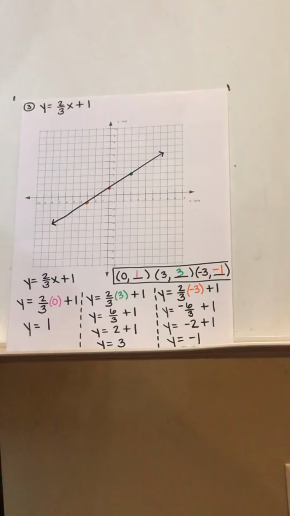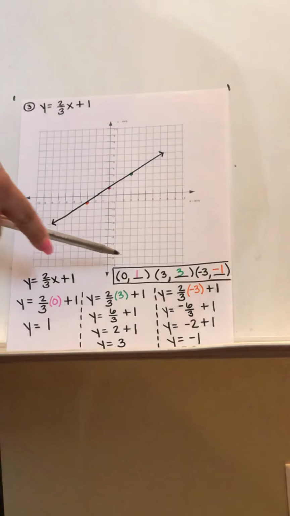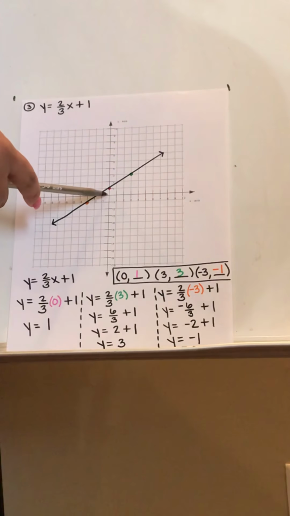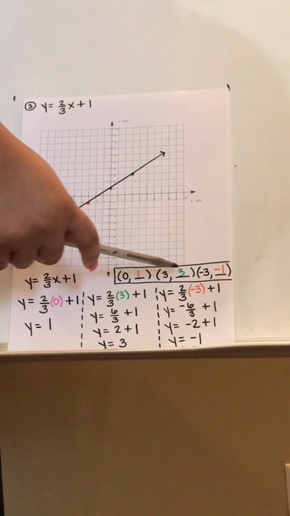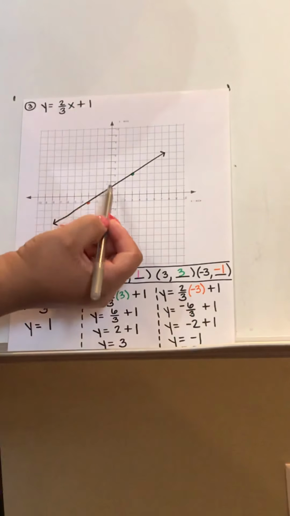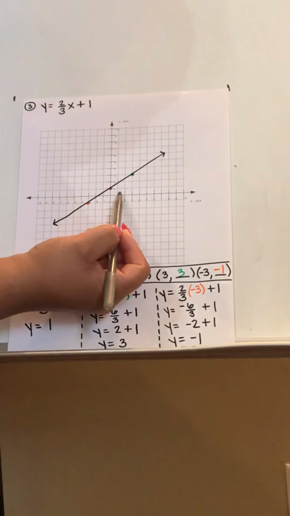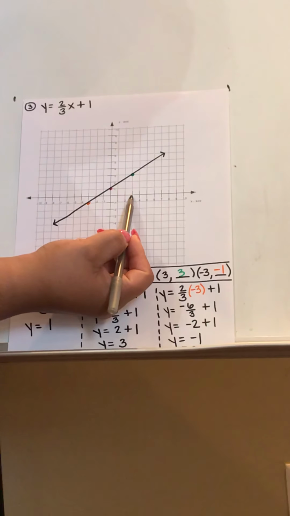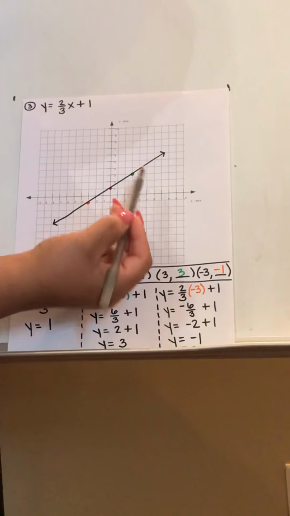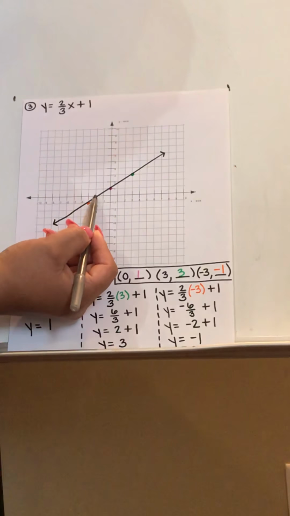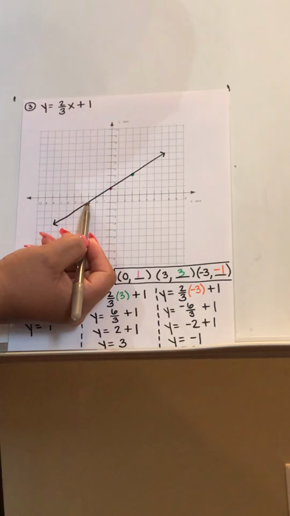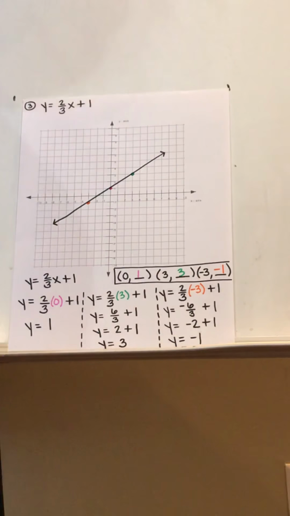So then I just plot my 3 points. 0, 1 means that I don't go left or right, I go up to 1. 3, 3: I come over to the right 3, 1, 2, 3, and I go up 3, 1, 2, 3. And then negative 3, negative 1 means I come over to the left 3 and down 1. Once I have those 3 points, I connect.